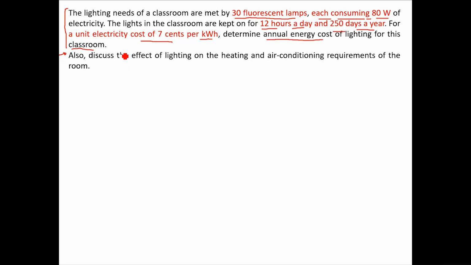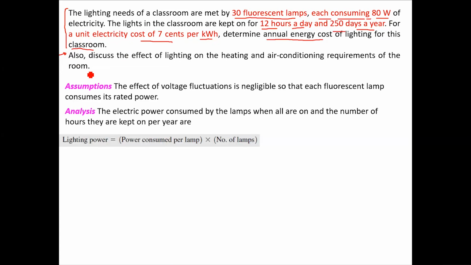So if I ask you, how would you start solving this problem? Yes, sir. 30 lamps, each consuming 80 watts, so the total will be 2400 watts. Yes, great. First of all, light power is the power consumed by one lamp multiplied by the total number of lamps. That is the total power requirement for that room. So this comes out to be 2400 watts or 2.4 kilowatts. This is the lighting power requirement for that one room.